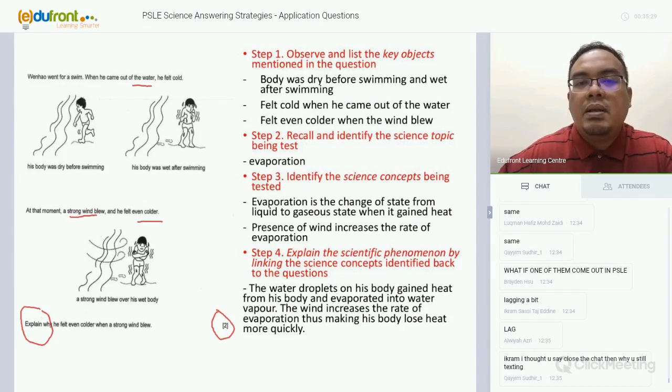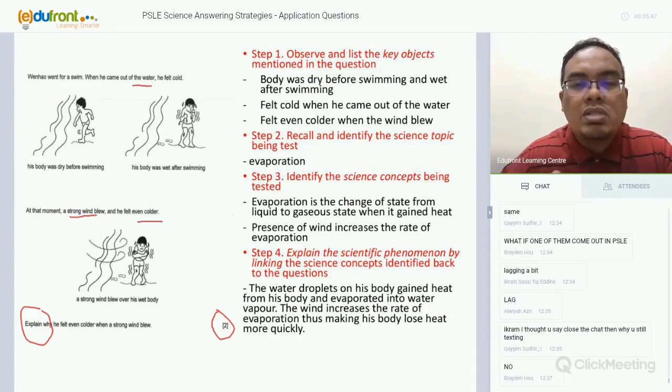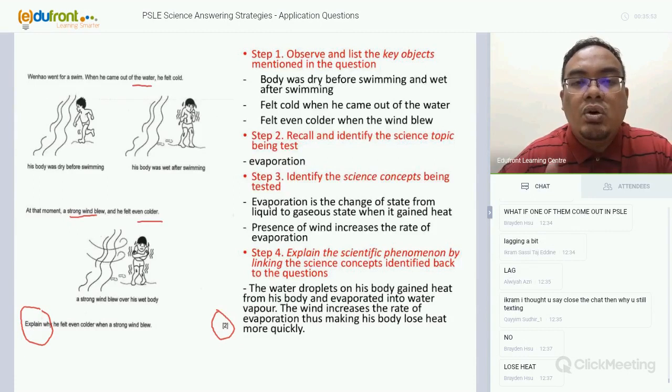So many of you will perhaps answer, he feels cold because the water droplets evaporate. So this is incomplete. The question is, why did Wen Hao feel cold? So do we feel cold because we gain coldness? No, we feel cold because our body loses heat, right? When we lose heat, we feel cold.